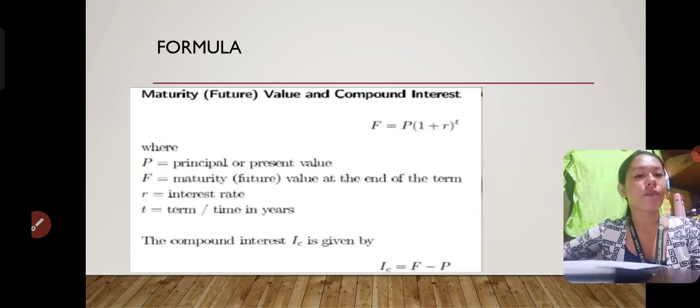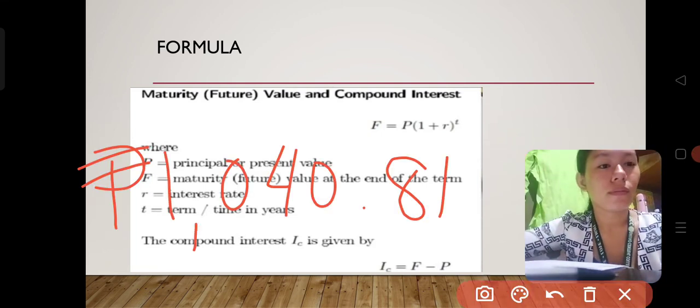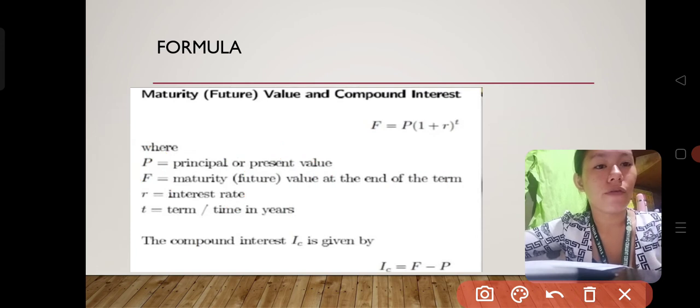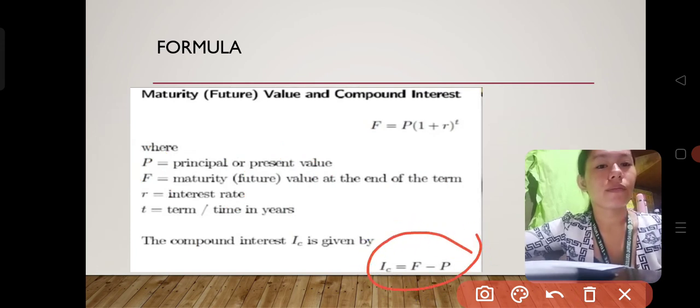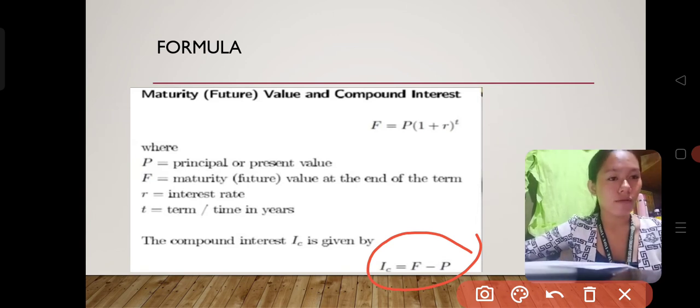So, the compound interest is given by this formula: the maturity or the future value at the end of the term minus the principal or the present value.